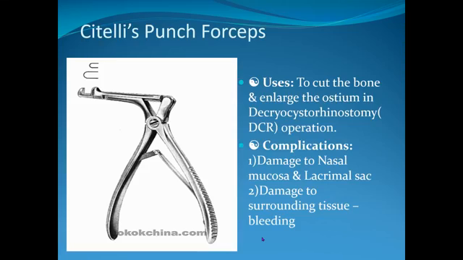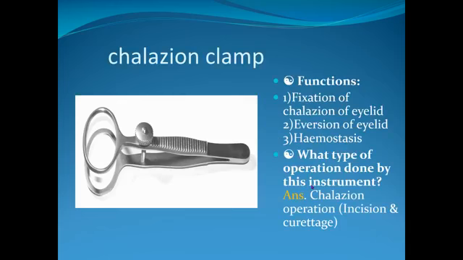There is another instrument, the Citelli's punch forceps. This is a DCR punch forceps. During DCR operation, we use it to cut the bones and enlarge the ostium. Complications: there may be damage to nasal mucosa and lacrimal sac, and damage to surrounding tissue causing bleeding. So what is the purpose of this instrument? Just cut the bone and enlarge the ostium.